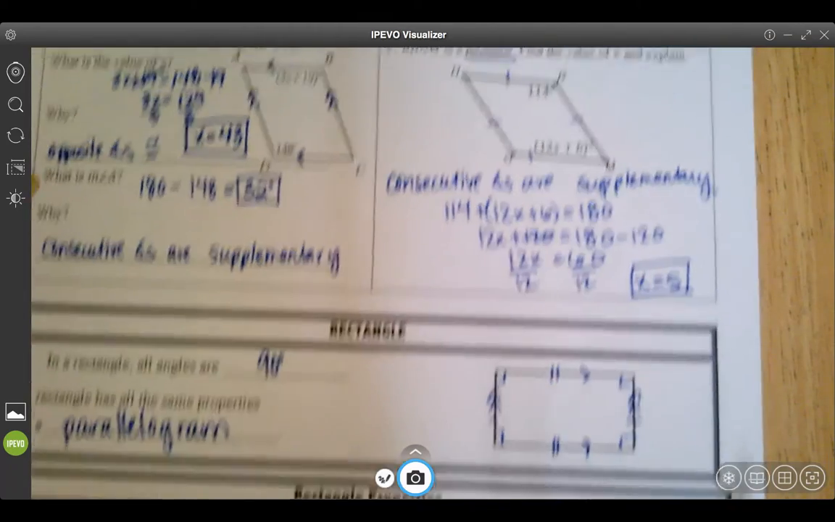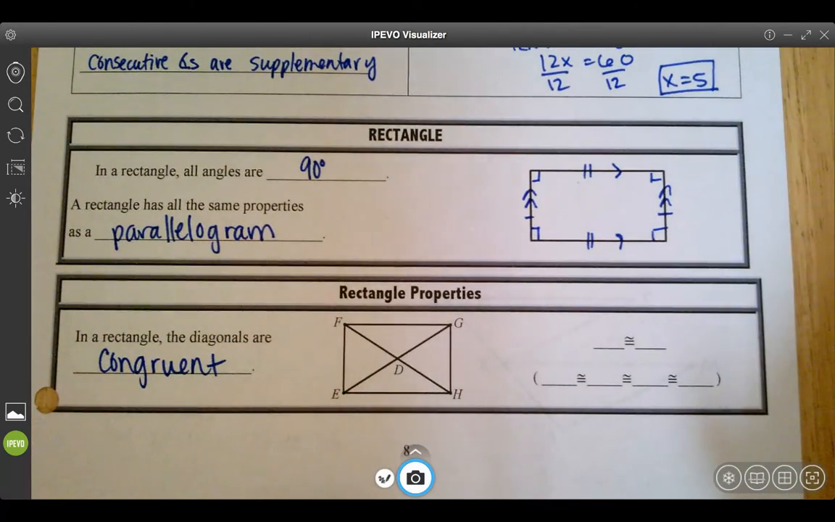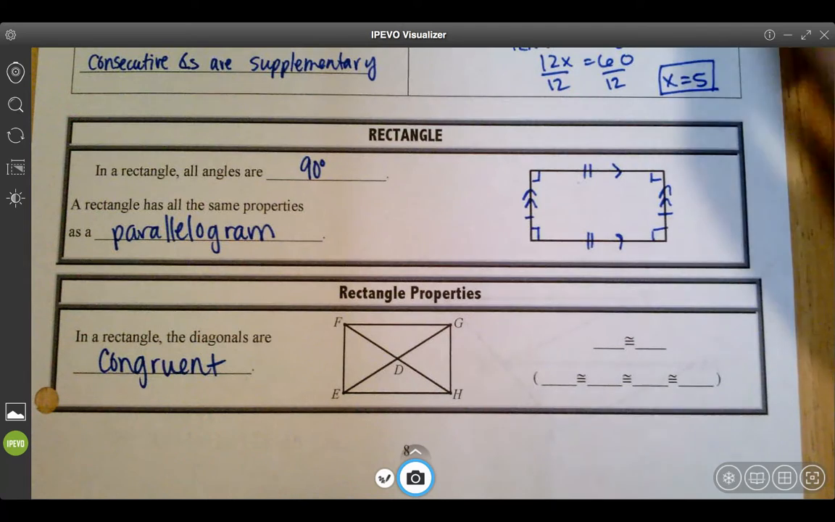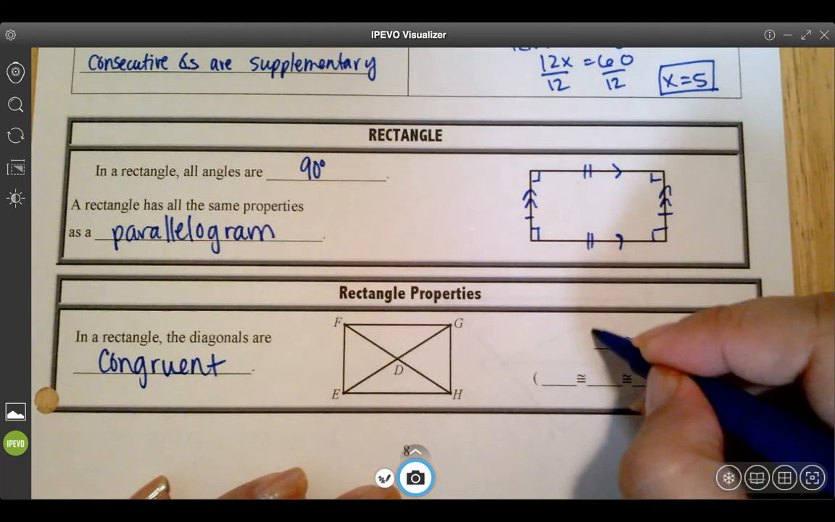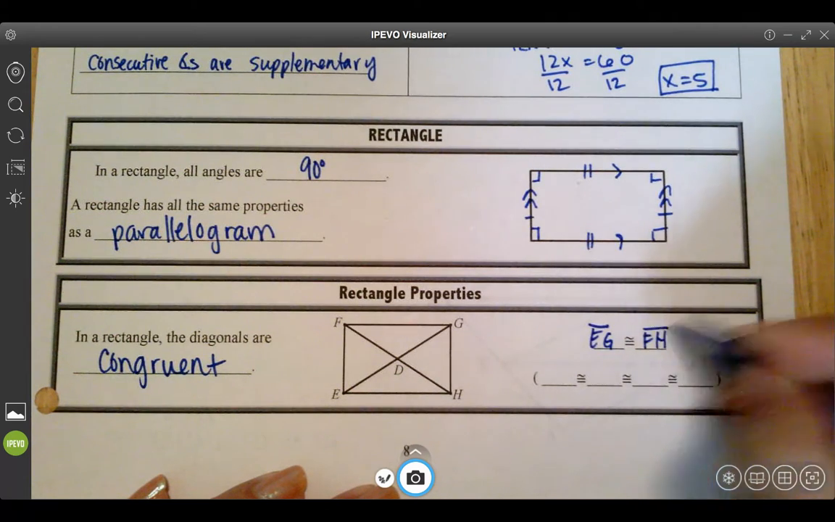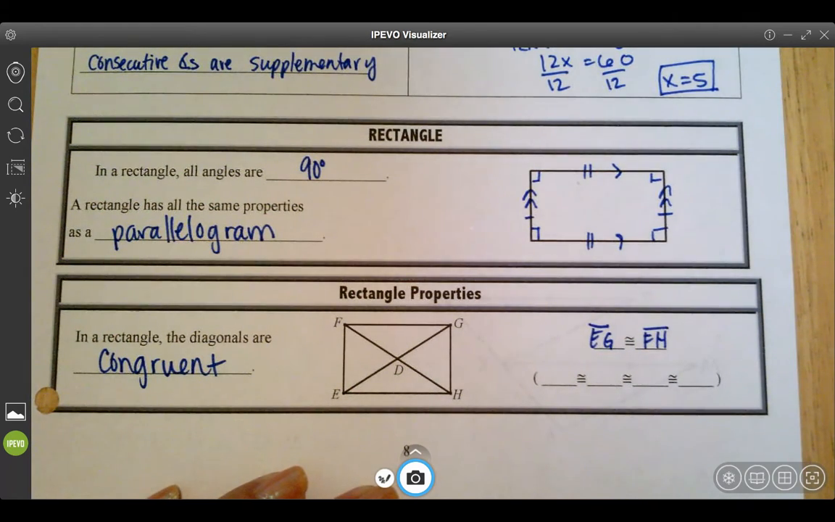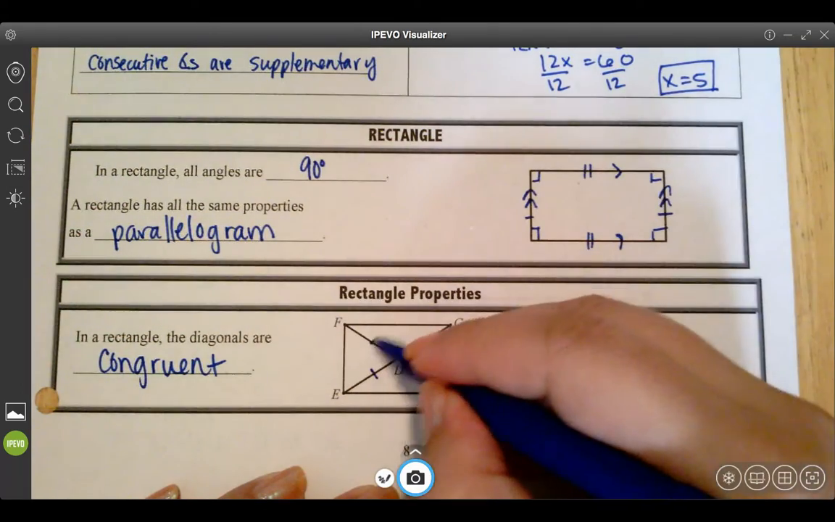So if you ever start wondering, does a rhombus have congruent diagonals, you can just draw an exaggerated rhombus, and hopefully that will help answer your question. So what we can say is that EG is congruent to FH. The diagonals are congruent. And since they bisect each other, that means that the halves of each diagonal are also congruent.